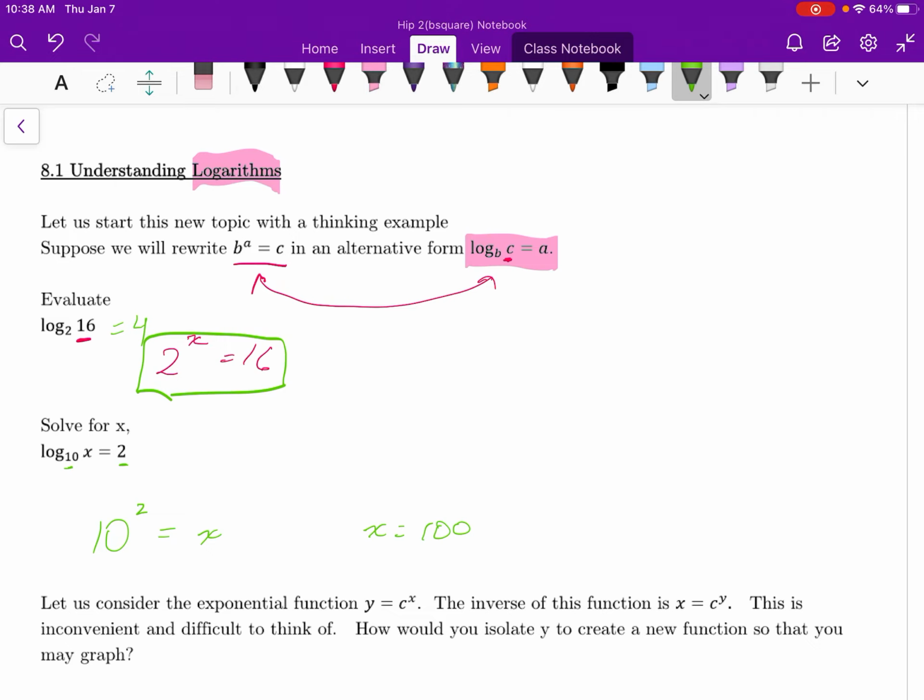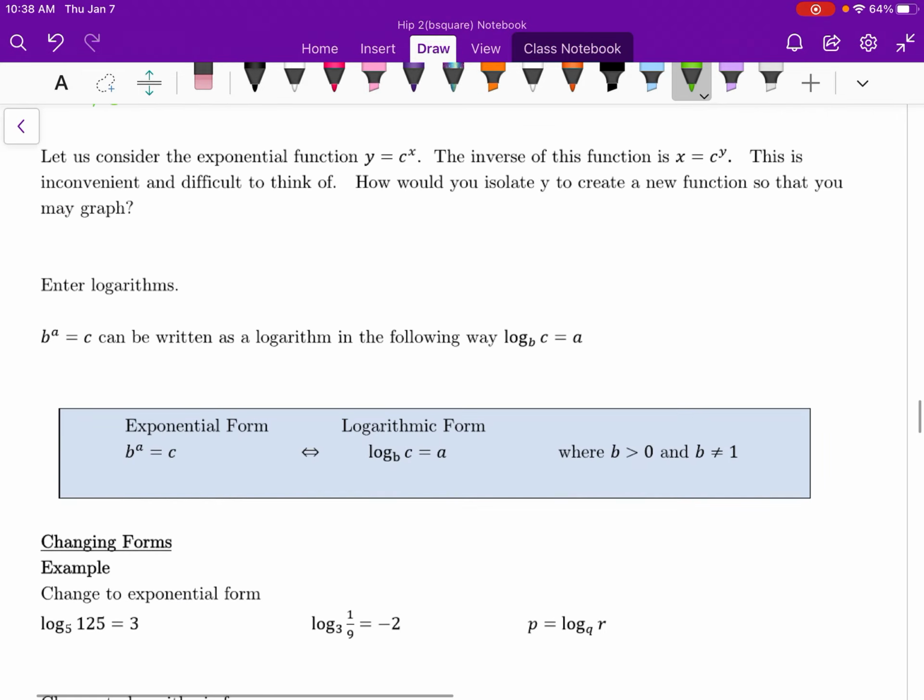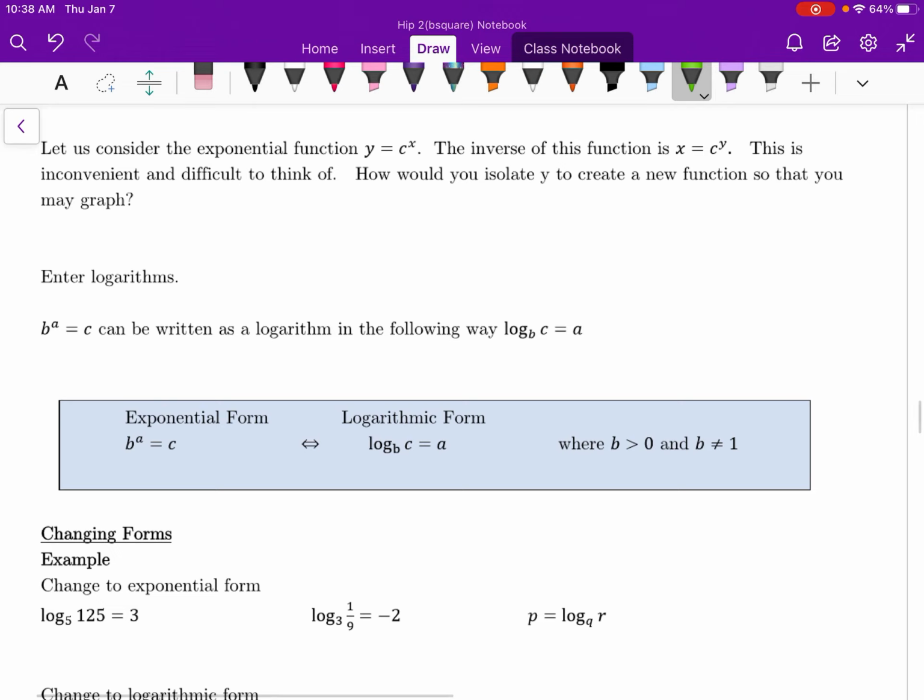I love logs. They're a lot of fun. Let's get started more and more. So let's consider the exponential function y is equal to c to the power of x. The inverse of this function is x is equal to c to the power of y. Now, if you recall inverse functions, right?